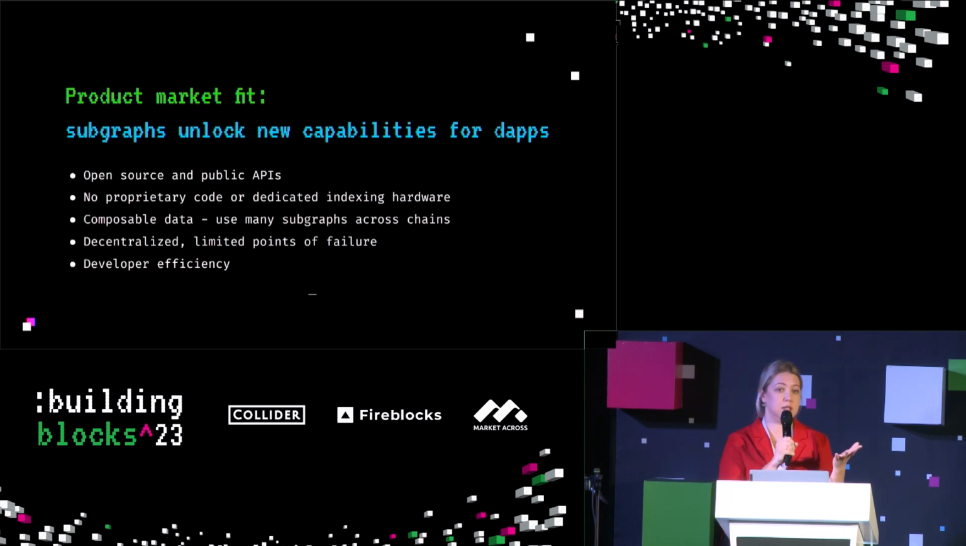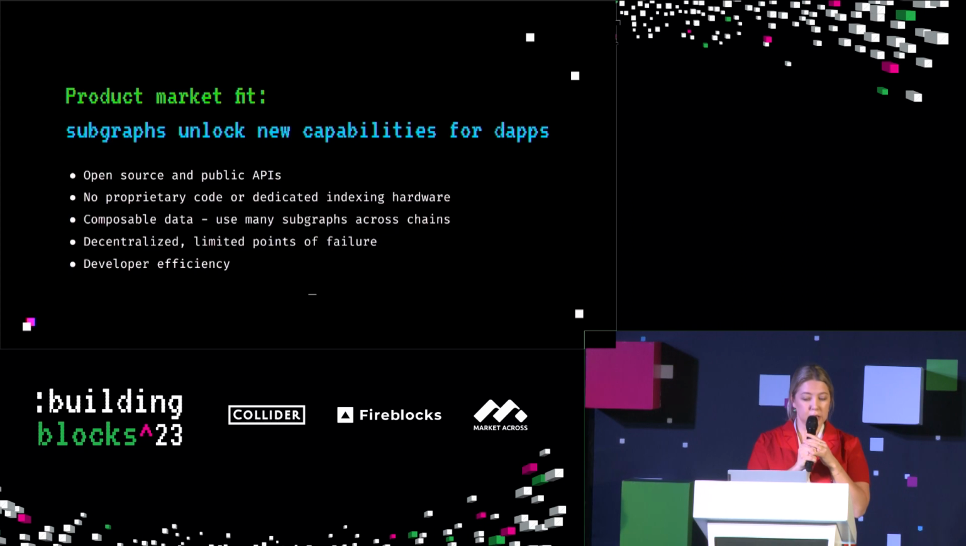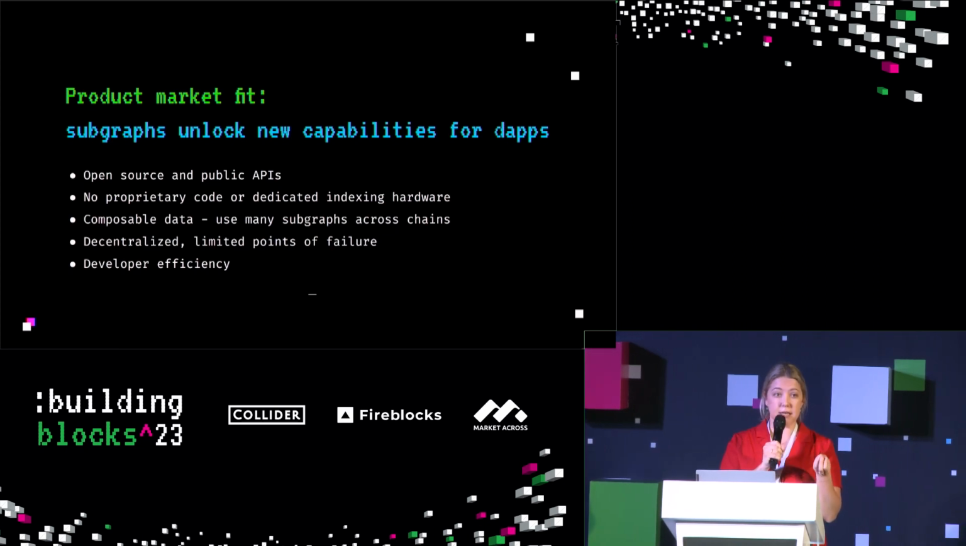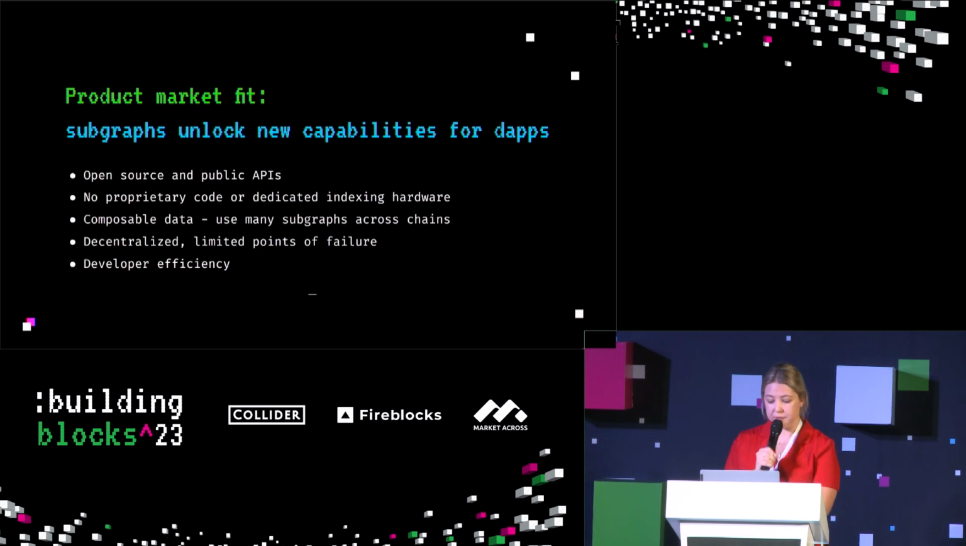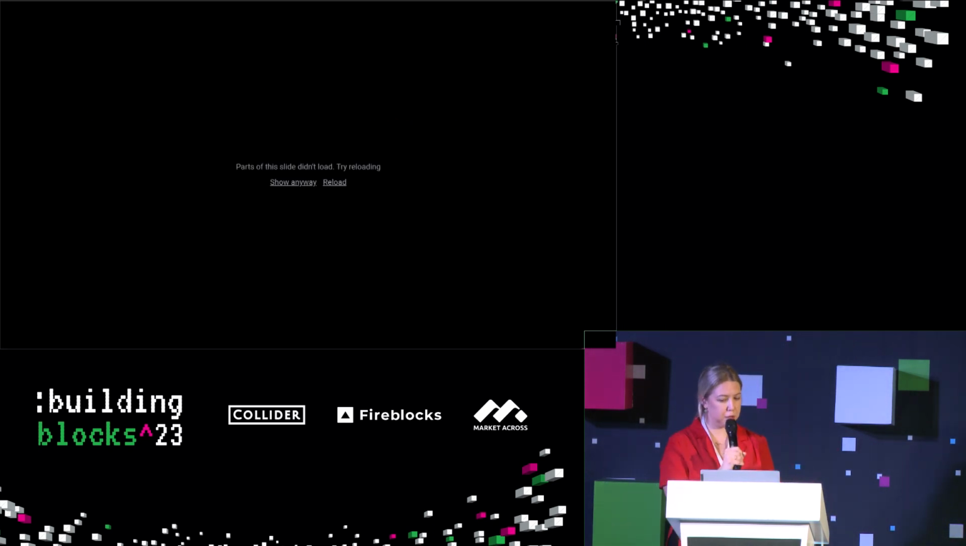And really, our goal is to have subgraphs be that data standard. We started with subgraphs, but it's possible the graph might also have different data sources in the future. But the subgraph itself is really the best index today for organizing data and building high-quality applications.